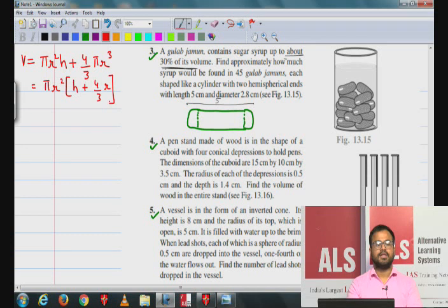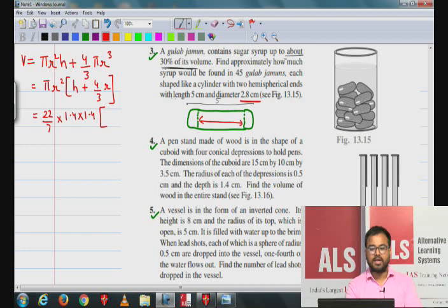Now you can substitute the values. Pi is 22 by 7, the diameter is 2.8, so the radius is 1.4. So 1.4 times 1.4, since it is the radius square. Height. Now that height is for the cylinder, right? From here to here only. And how can we find that one?